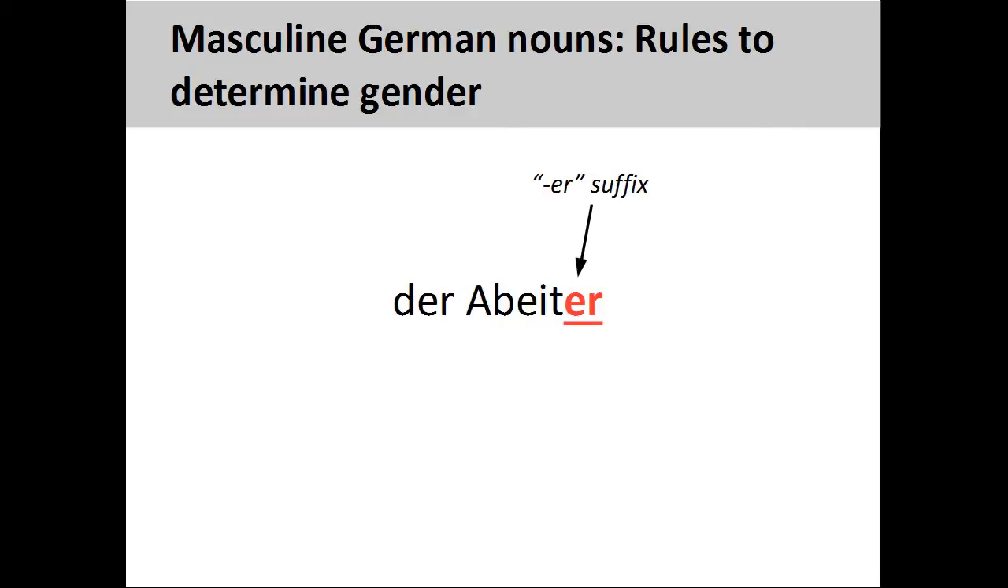Nouns ending in er that are derived from verbs are masculine. Here, the noun Arbeiter, worker, is derived from the German verb arbeiten, to work. Nouns ending in ich, such as Teppich, rug, or carpet, are masculine. Nouns ending in ner, such as Rentner, pensioner, are masculine. We'll see a way to form a feminine version of these nouns in a later presentation.